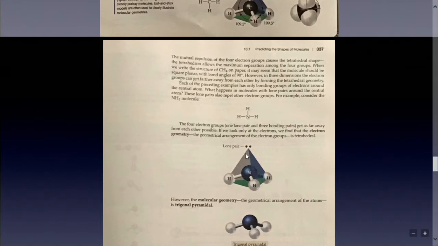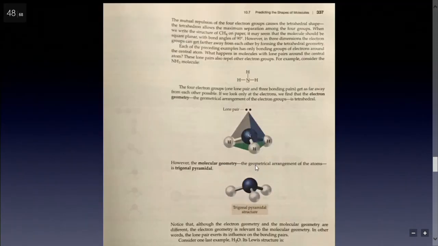And so we still have sort of a tetrahedral arrangement, but in this case, it's going to look like a pyramid, and if you were to just look at the atoms, you would see the 3 hydrogens poking down, but you wouldn't see any atoms up here. All you would see is a lone pair.